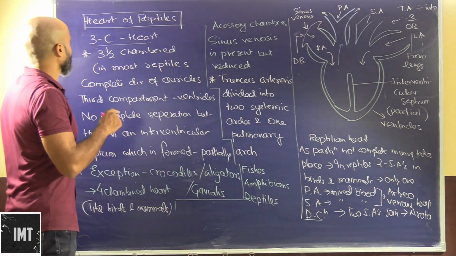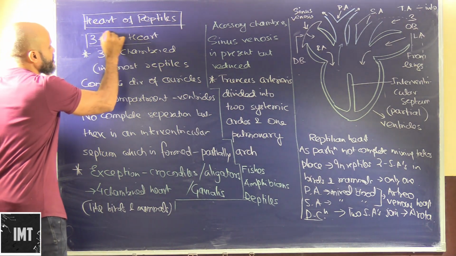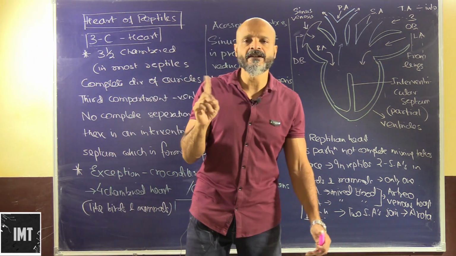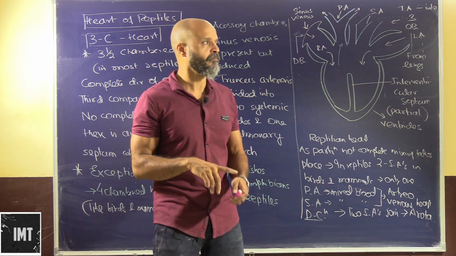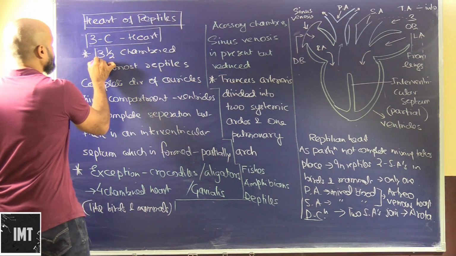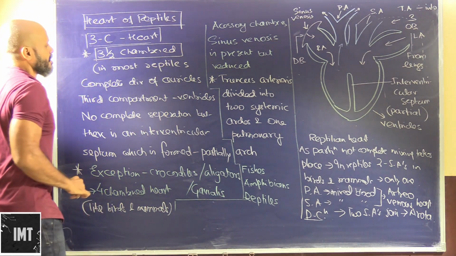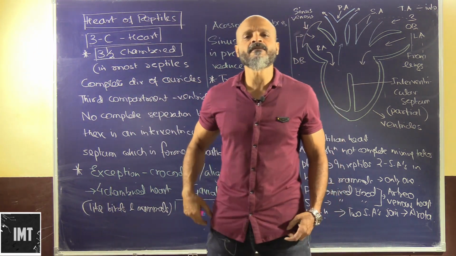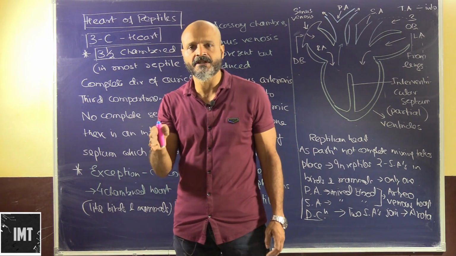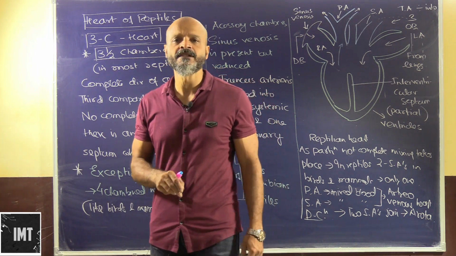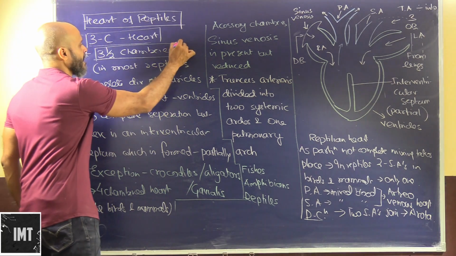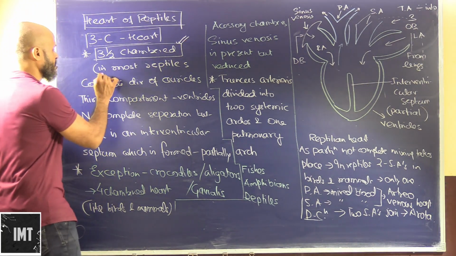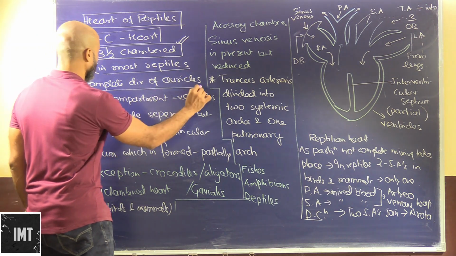By and large, the reptilian heart is a 3-chambered heart, which means that there are 2 auricles, that is left and right auricle, and there is a ventricle. But we also call it a 3.5-chambered heart. The reason is that the ventricles have undergone partial separation, and that's why we call it a 3.5-chambered heart.